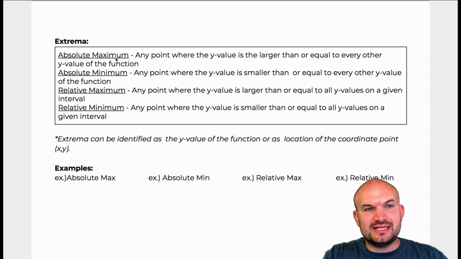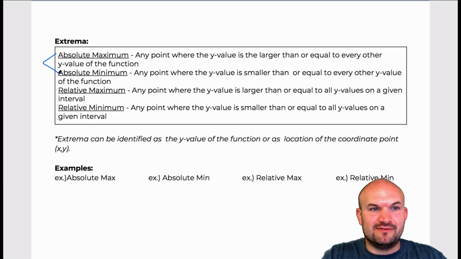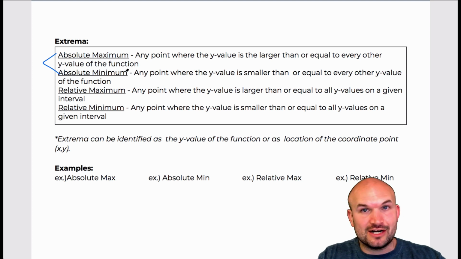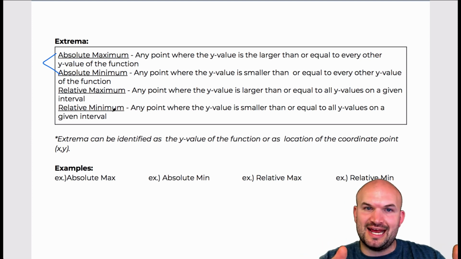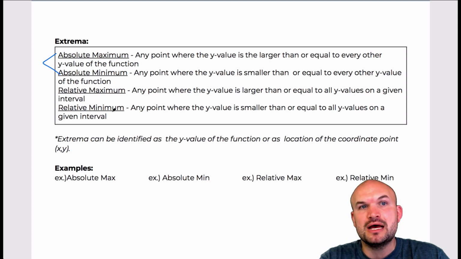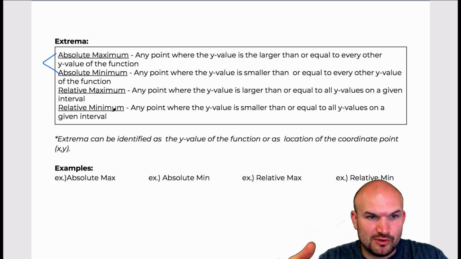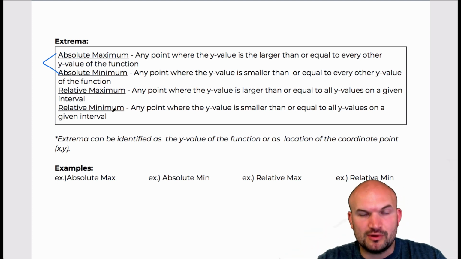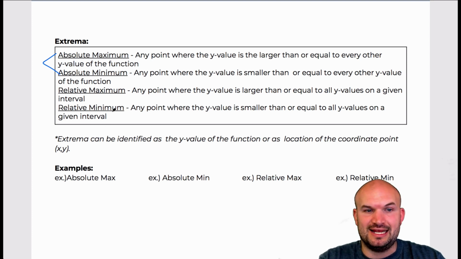So the first two are the absolute max and the absolute min. And that's going to be values that the graph cannot go any higher than or any lower than. Whereas relative maxes and mins are only maxes and mins that occur within a given interval. So they're still maximums and minimums, but they're not the absolute highest point on the graph or the absolute lowest point on the graph. They're just going to be the higher or lower points within a given interval.